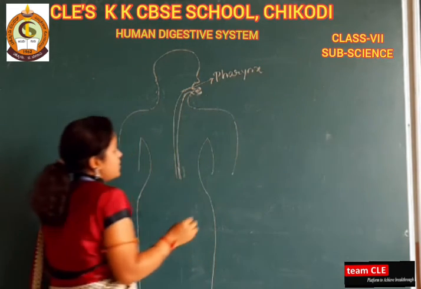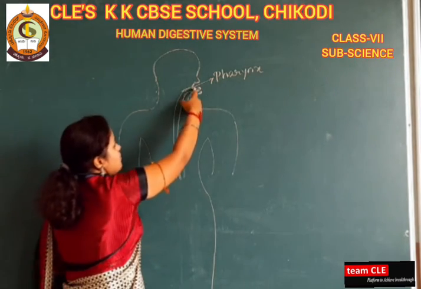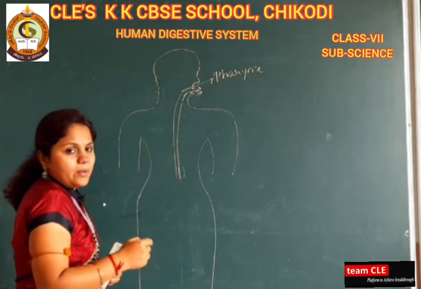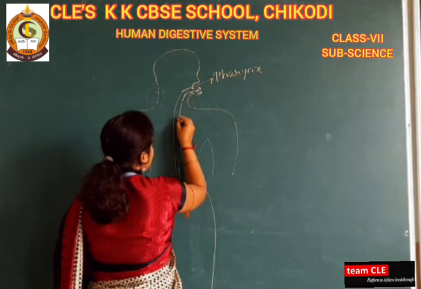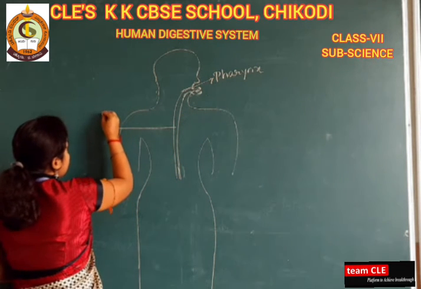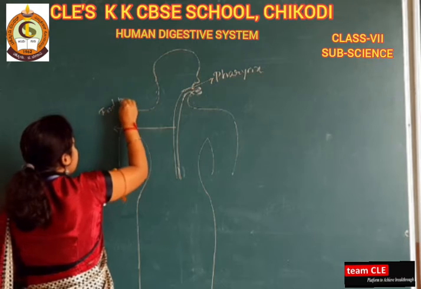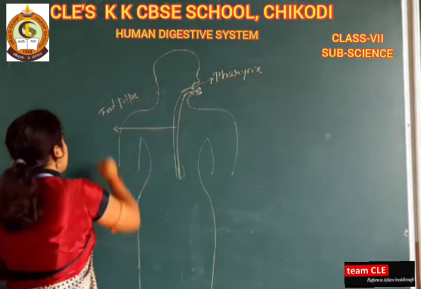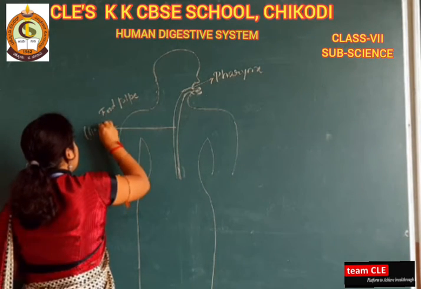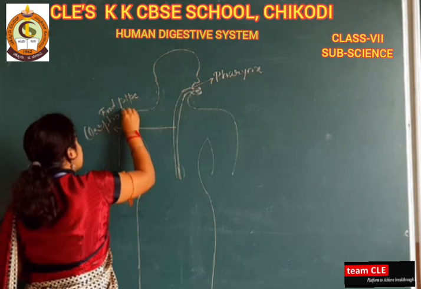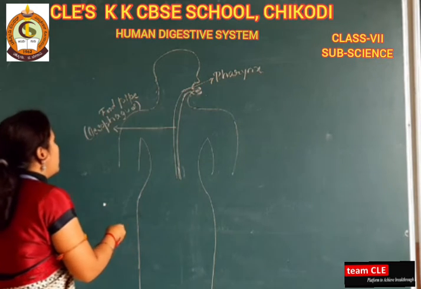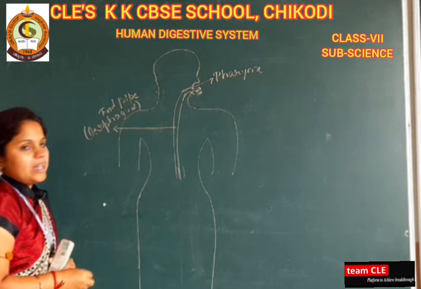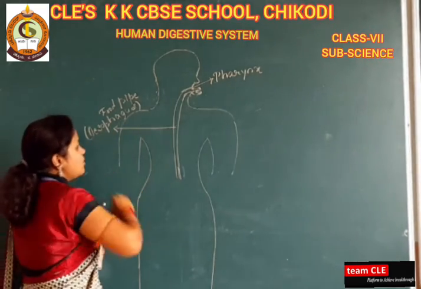Pharynx. Then this pharynx part continues in the form of a pipe. This is nothing but the food pipe, which is known as the esophagus. What is the spelling of esophagus? That is O-E-S-O-P-H-A-G-U-S. Esophagus. This is also known as the food pipe.